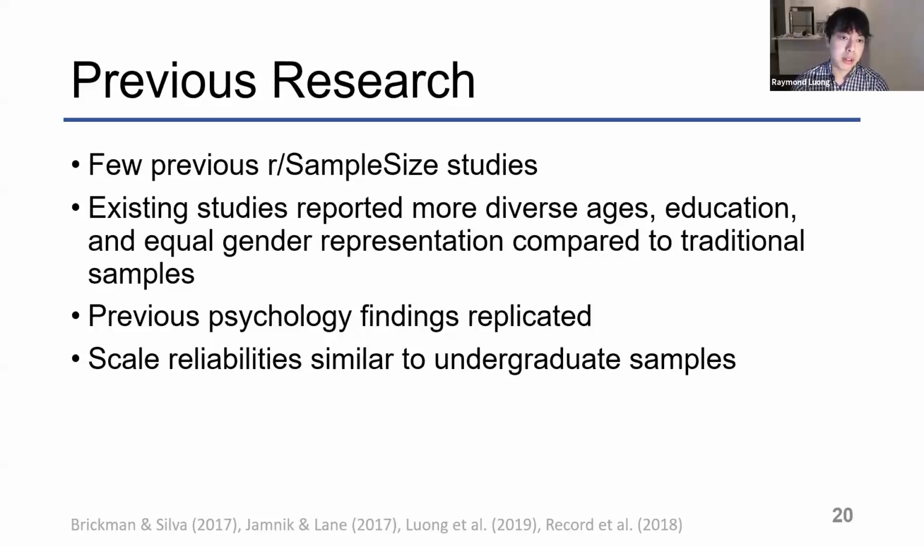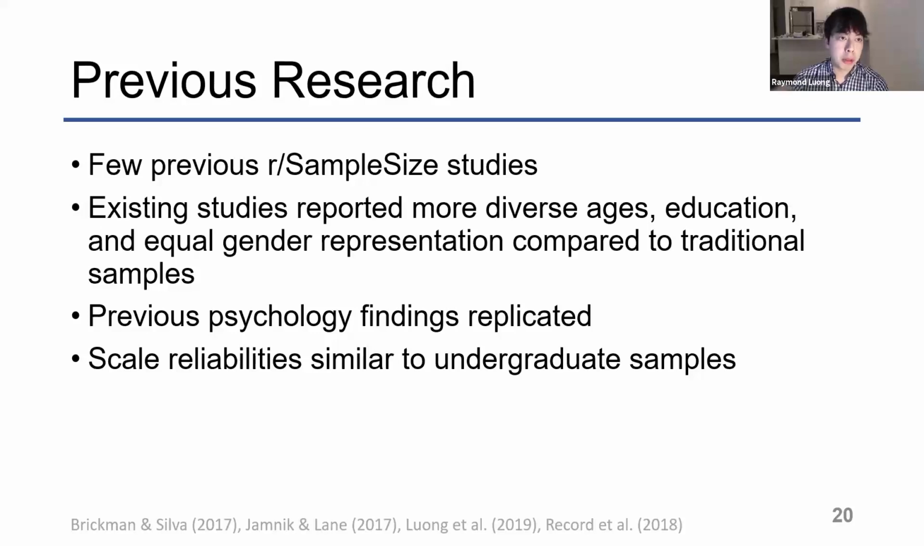But the existing studies that did report information reported more diverse ages, education, and fairly even gender representation in terms of males and females compared to traditional lab samples. Previous psychology findings have also replicated, and when they measured scale reliabilities psychometrically using Cronbach's alpha, they found it was similar or comparable to their undergraduate lab samples. So it looks pretty favorable.